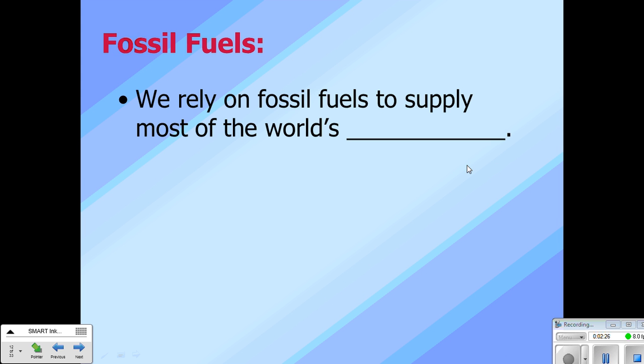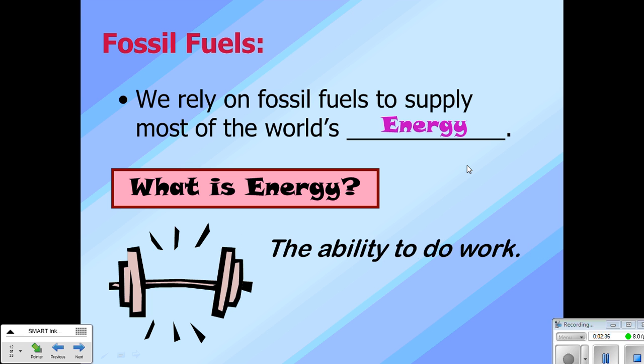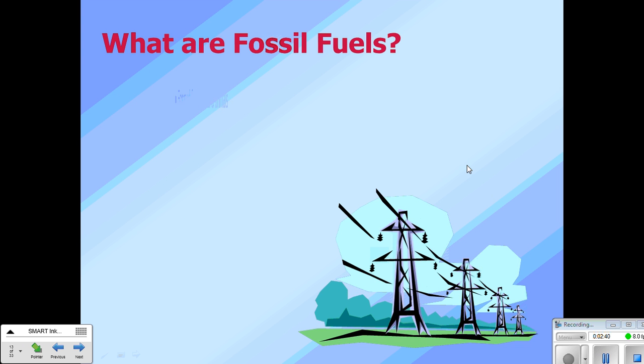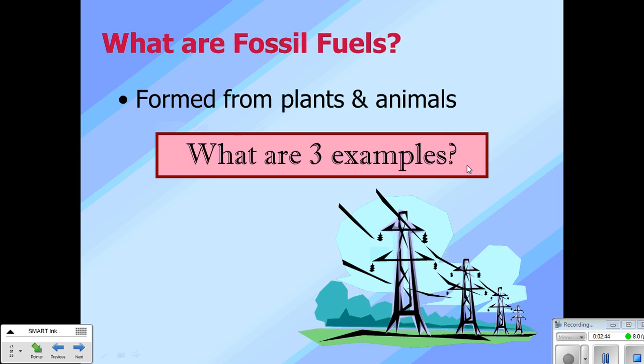And then the fossil fuels. We rely on fossil fuels to supply most of the world's what? Energy. And then what is energy? It's the ability to do work. What are fossil fuels? They're formed from plants and animals. And then the three main examples are coal, oil, and natural gas.